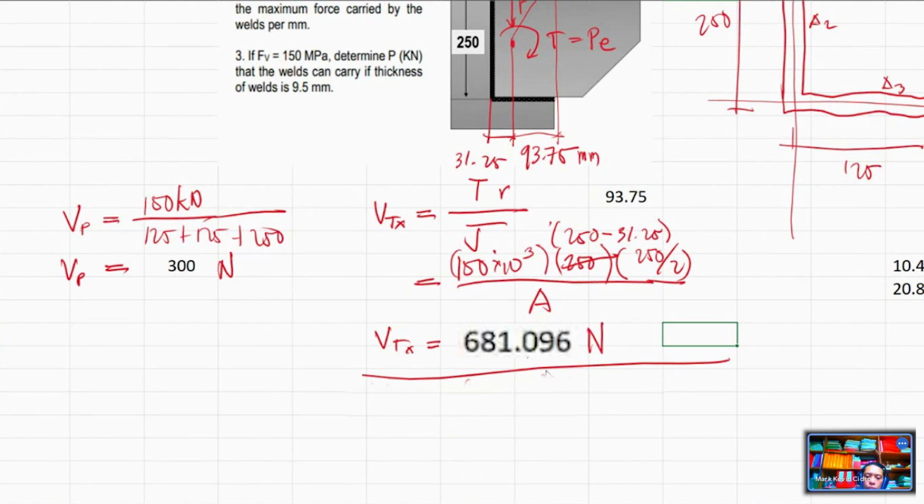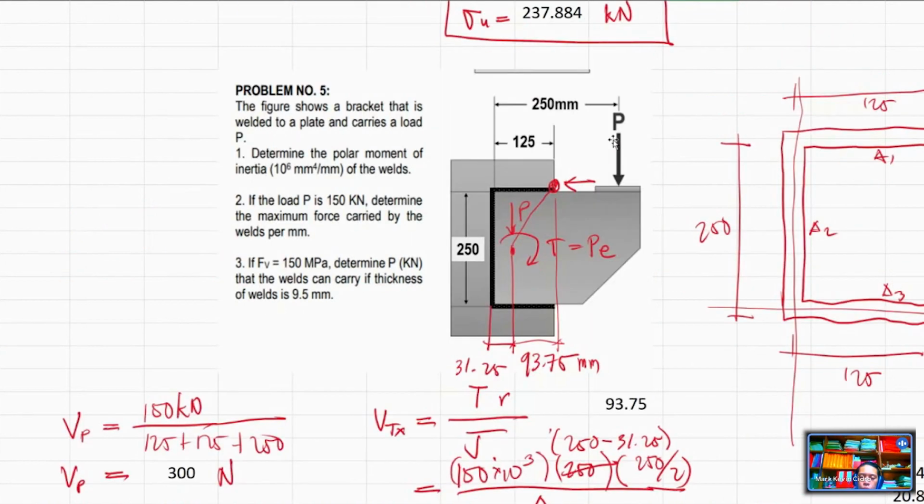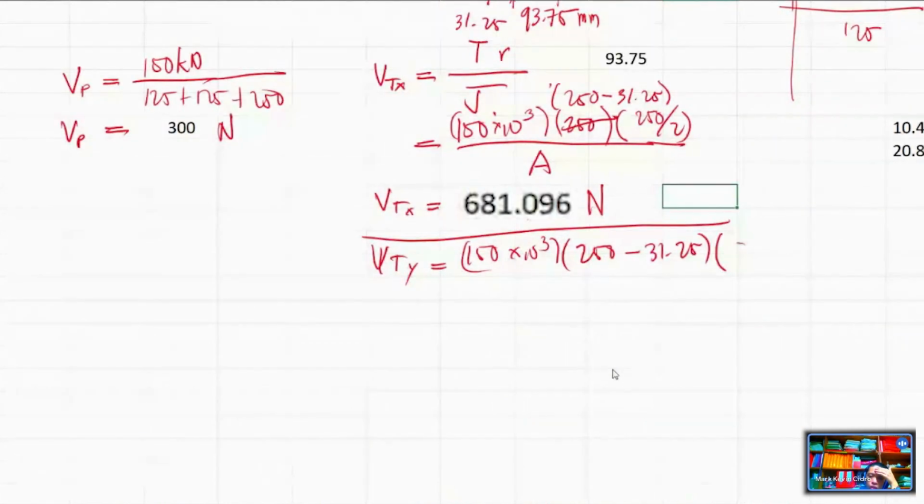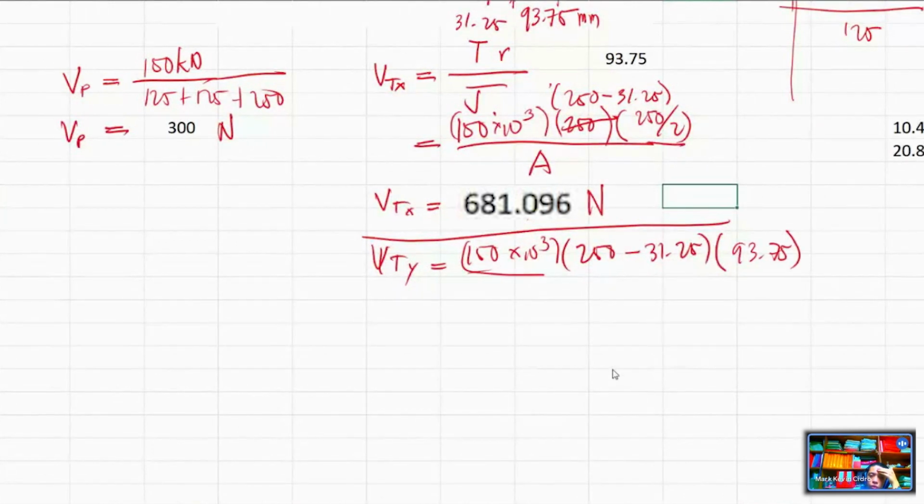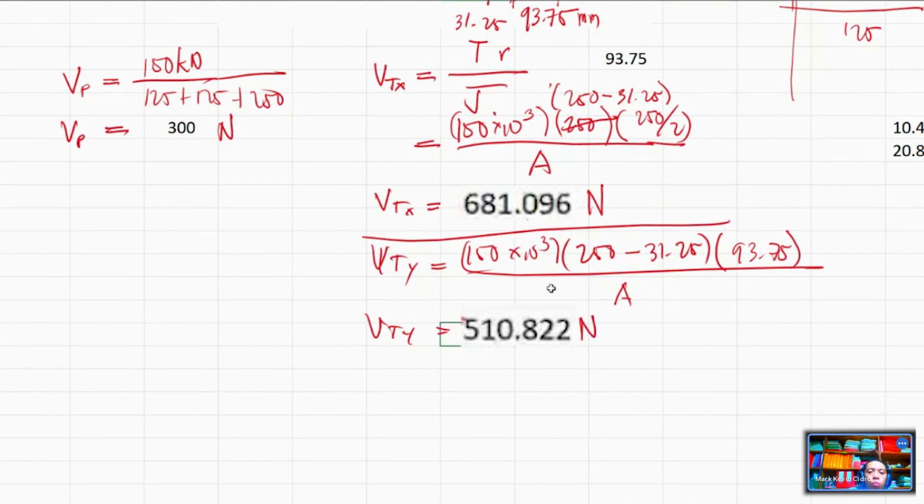How about VTY, or the shear stress due to the torque along the Y. This is equal to the torque, 150 times 10 raised to 3, multiplied by its eccentricity, 250 minus 31.25, multiplied by the distance, 93.75, all over J. So your VTY therefore is equal to 510.822. This is in Newton.